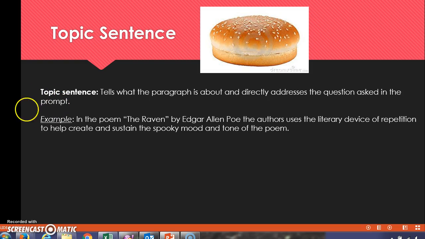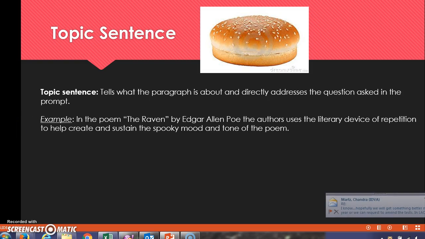And here's an example of a strong topic sentence for you. It says, in the poem The Raven by Edgar Allan Poe, the author uses a literary device of repetition to help create and sustain the spooky mood and tone of the poem. So here we have a strong and complete sentence that completely answers the prompt and starts the paragraph off on the right foot. We know exactly what their paragraph is going to be about because of their topic sentence.